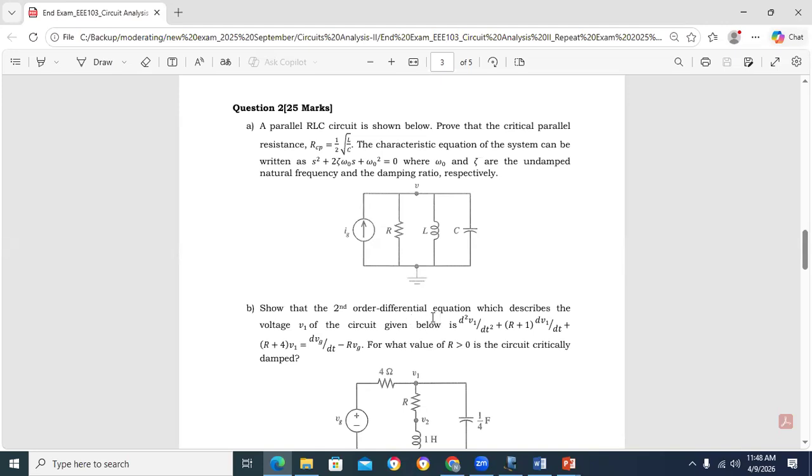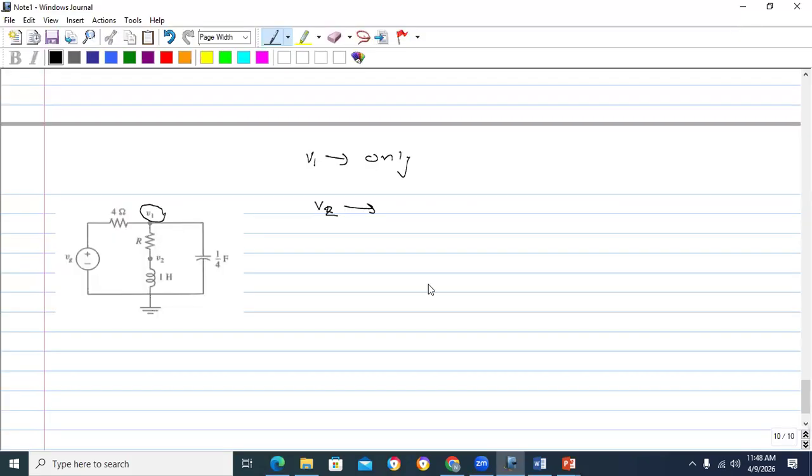Actually this is for the transient state, but it is not mentioned here. If it is steady state, what does that mean? That means this capacitor will vanish, and this inductor simply becomes a short circuit. Then only this resistor and this resistor remain, so finding a current is quick, and the steady state is not needed. This question is asked for the transient state, and in the transient state we get differential equations.